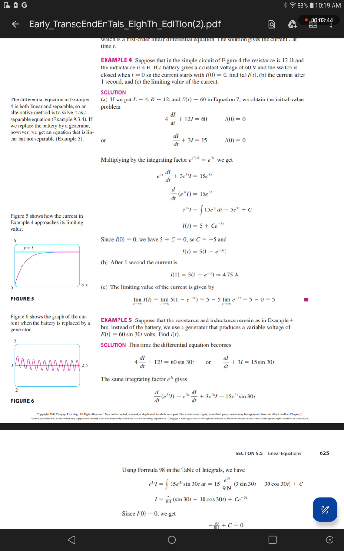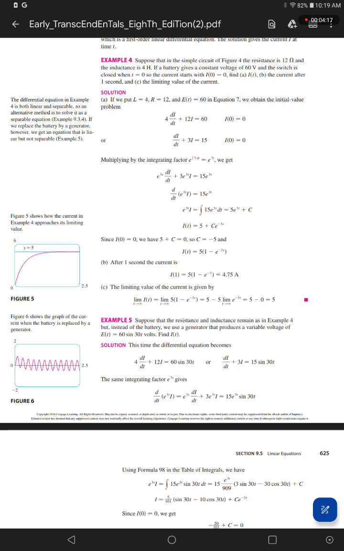See the sidebar. The differential equation in example 4 is both linear and separable, so an alternative method is to solve it as a separable equation. If we replace the battery by a generator, however, we get an equation that is linear but not separable.